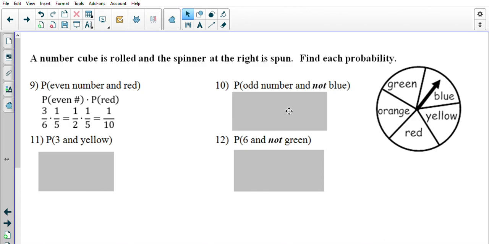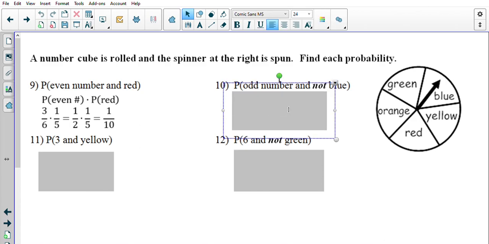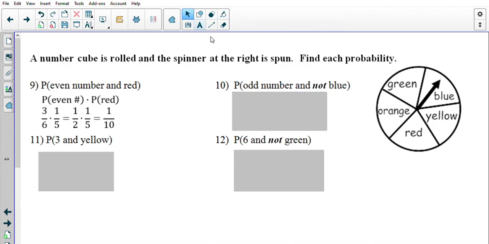Probability of the odd number and not blue. So an odd number, once again, is going to get us 1/2 or 3/6. Not blue is the 4 sections that are not blue: green, orange, red, or yellow. 1/2 times 4/5 is going to get us 4/10, which reduces to 2/5.